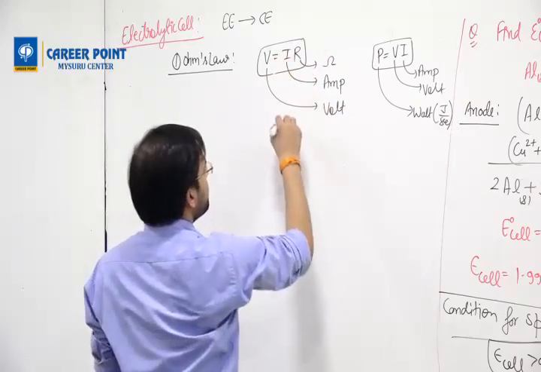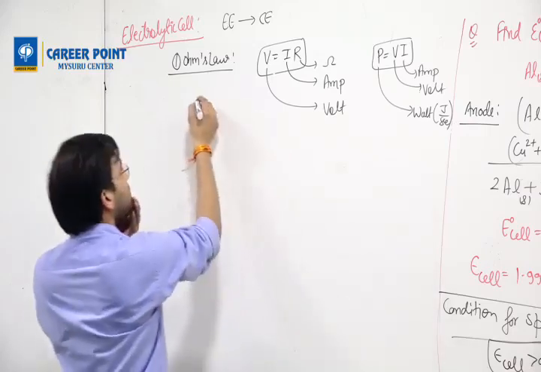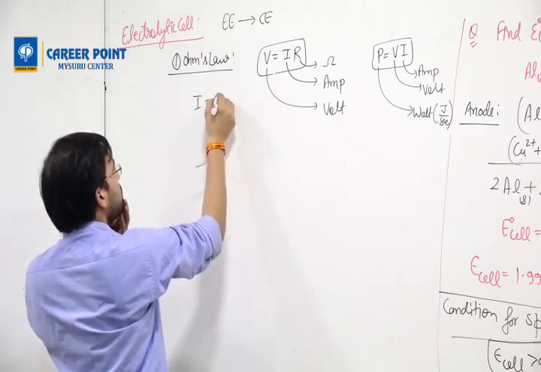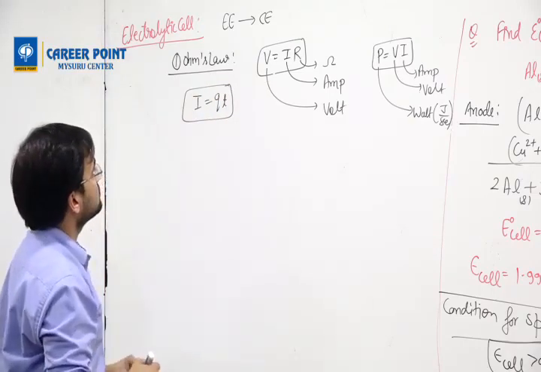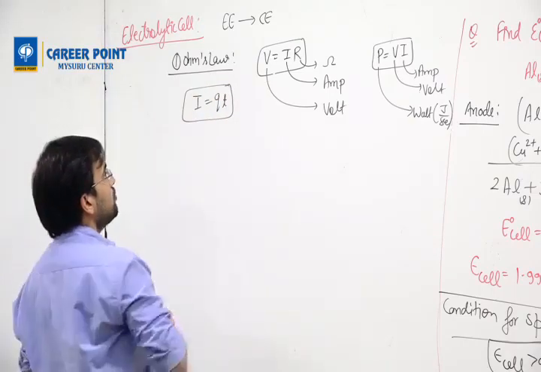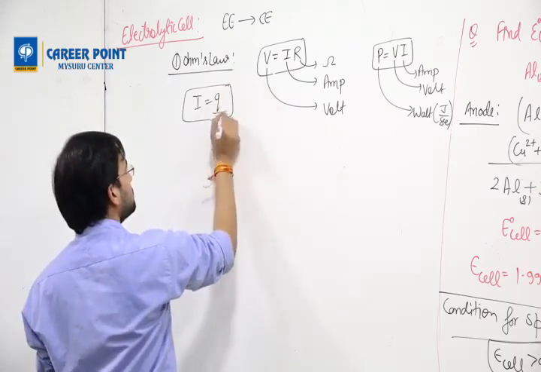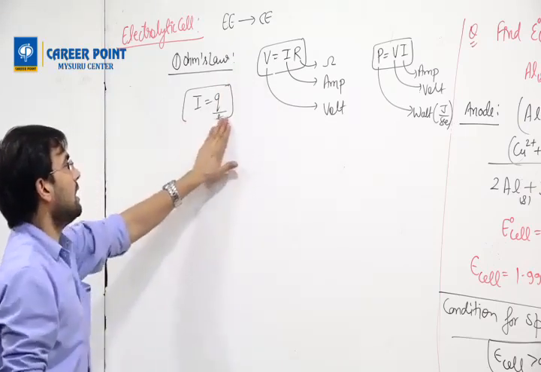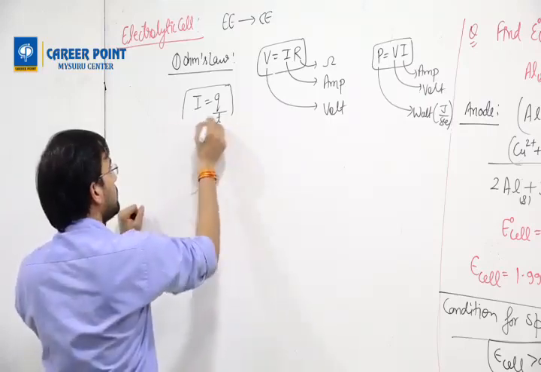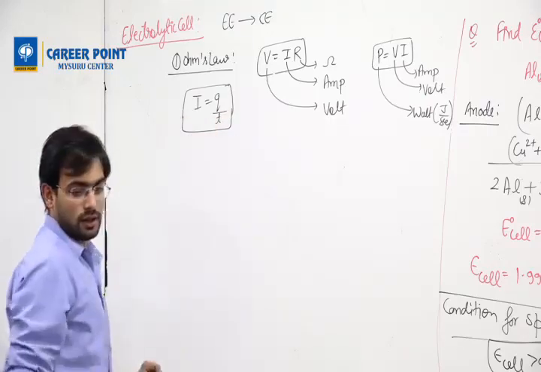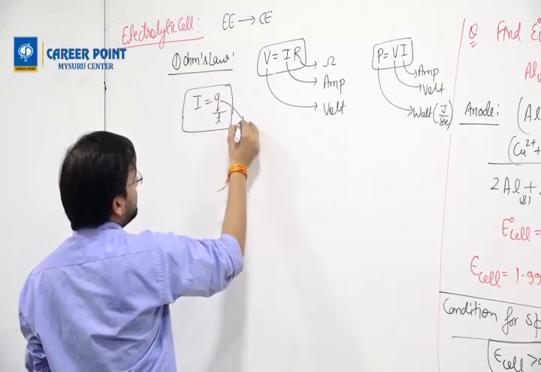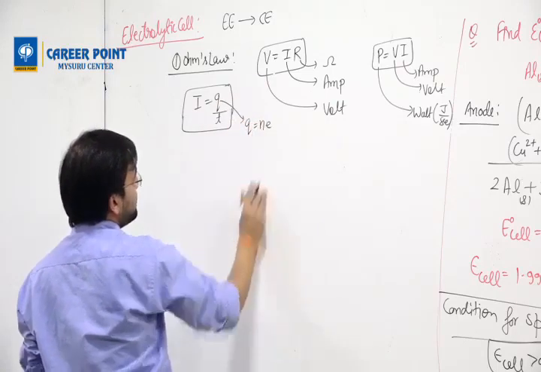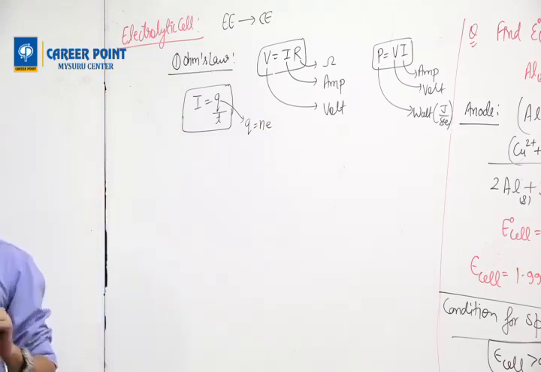Okay, and we have one more formula such as I equals Q by T. And this Q equals NE also.